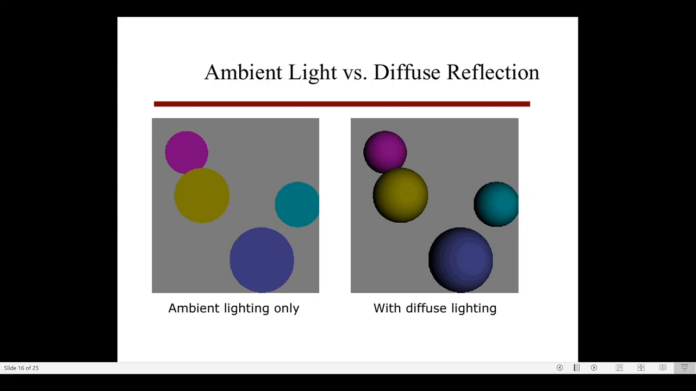So these are the two models, the ambient light and diffuse reflection models. The next model we'll see in the next video.